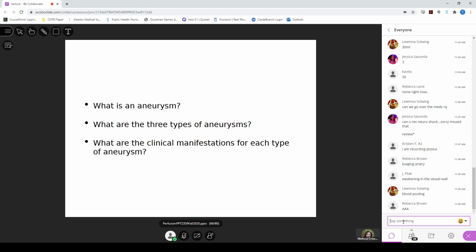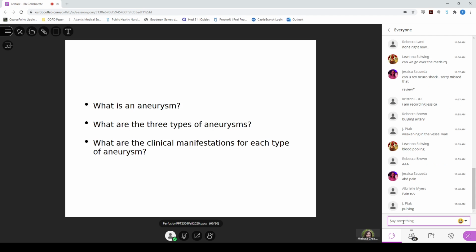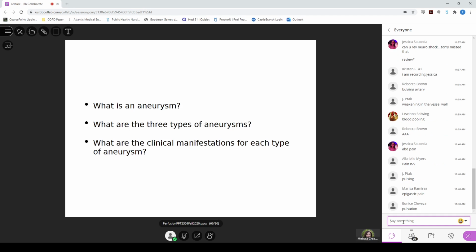So what are some clinical manifestations of abdominal aortic? They can be asymptomatic. They can have abdominal pain. What other kind of pain can they have? Epigastric, back and flank pain. You may be able to palpate a pulsating mass in their abdomen.